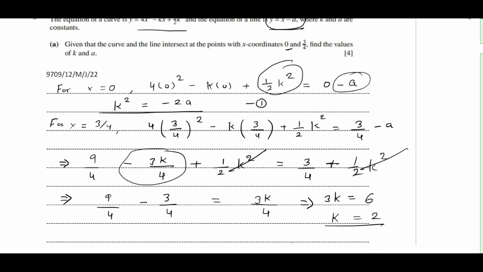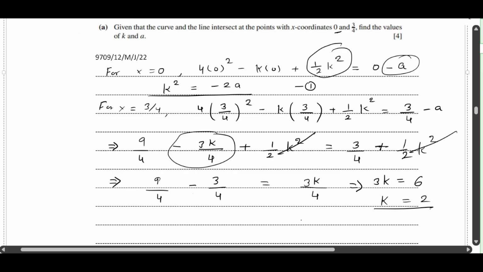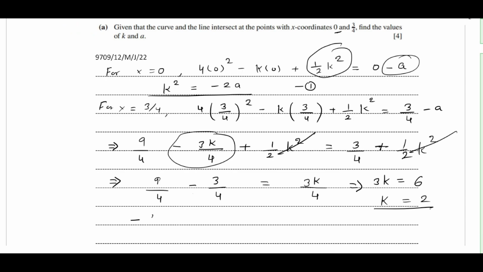Now I have the value of k. I have minus a is half k squared. So minus a is what? Half, k is 2, squared. 2 squared is 4, 4 divided by 2 is 2, and this will cancel. Therefore the value of a is minus 2. So the value of k is 2 and the value of a is minus 2. These are the results.